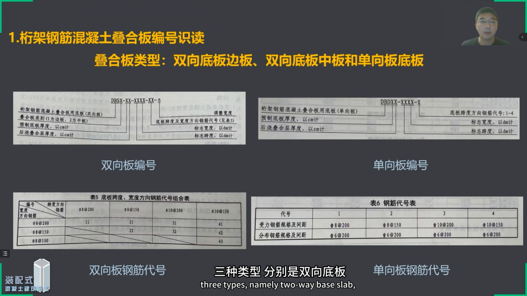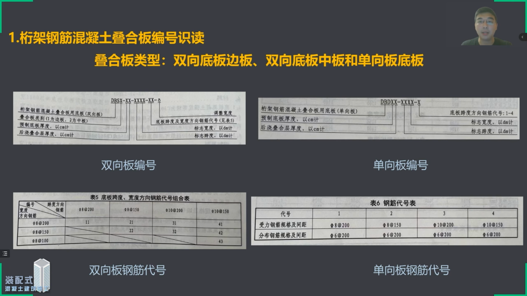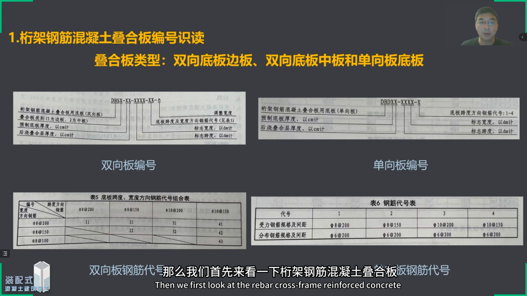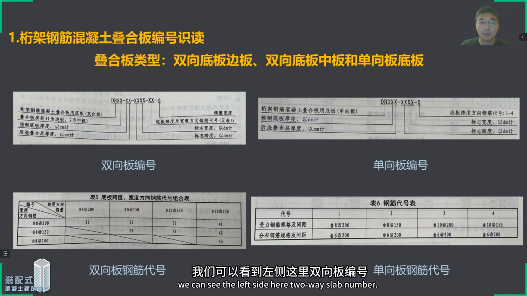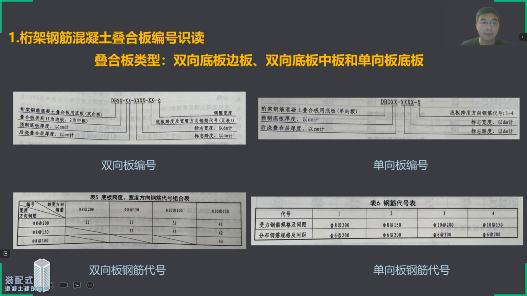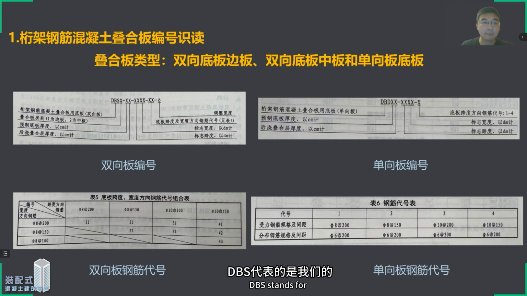The 3 types are: two-way base slab, side slab; two-way base slab, middle slab; and one-way base slab. First, we look at the numbering of the cross-frame reinforced concrete composite slab, and how to read it. We can see the two-way slab number on the left side. The two-way slab number is generally DBS. DBS stands for the acronym of our two-way slab.